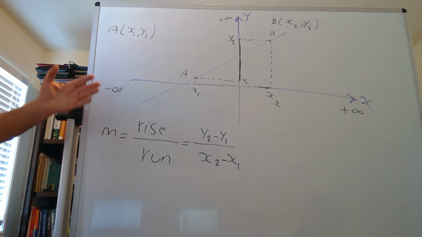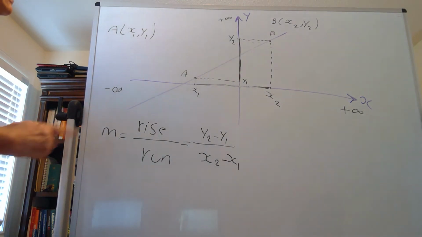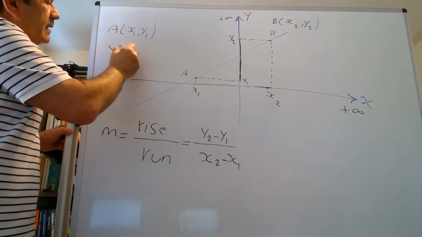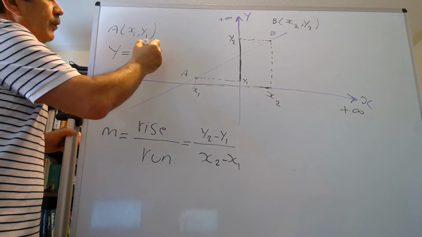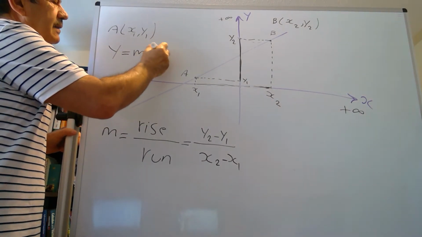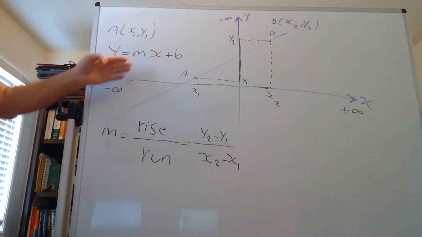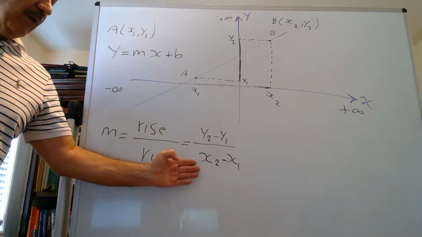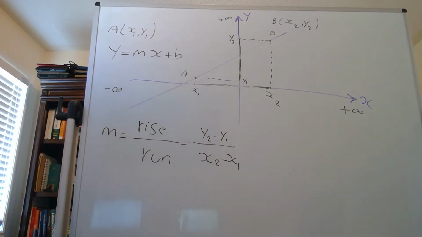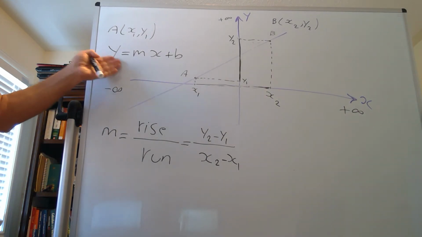Okay, now, as I told you, this is the slope-intercept format, y equals mx plus b. This is the format of the equation, in which m is the slope, y2 minus y1 over x2 minus x1. Okay, now let's just do some practice for graphing using the slope.